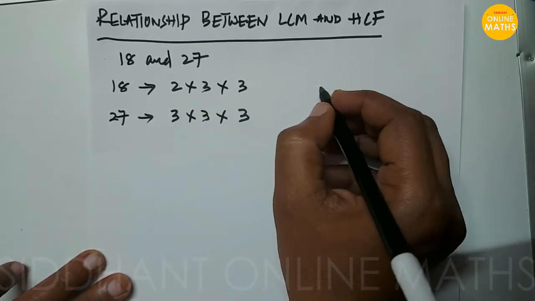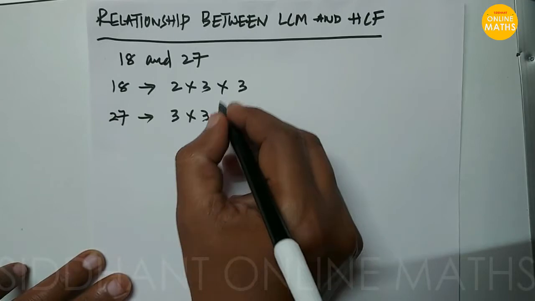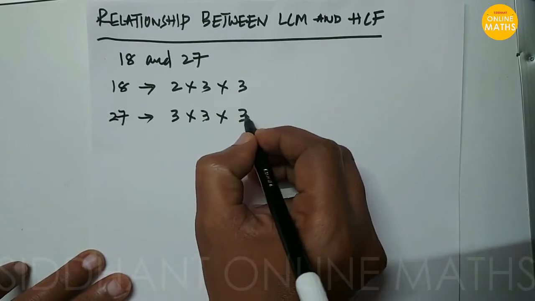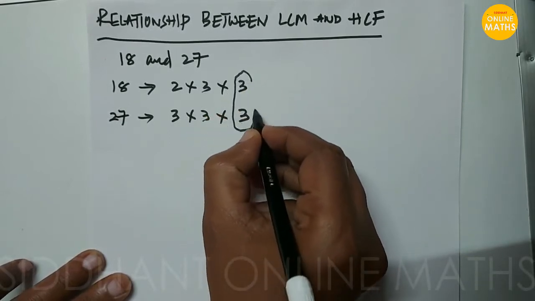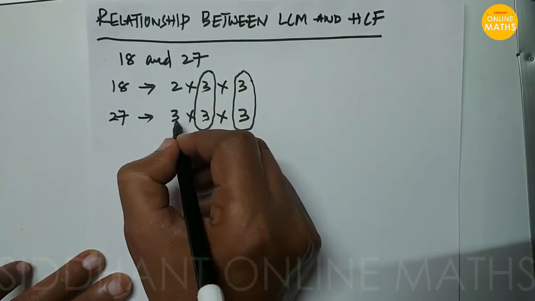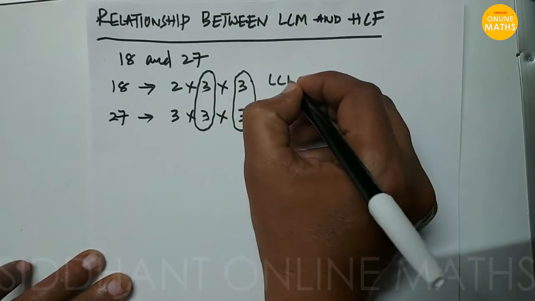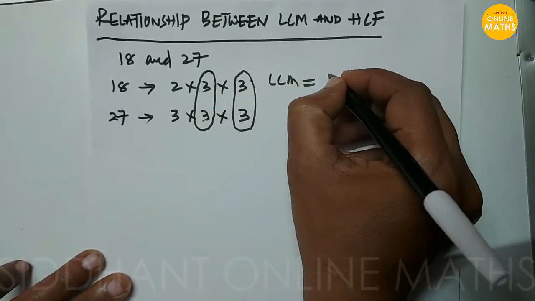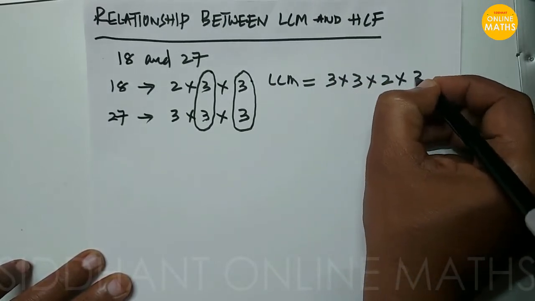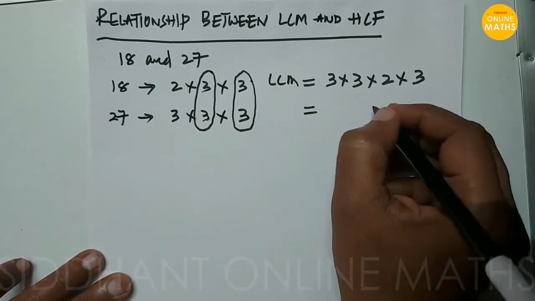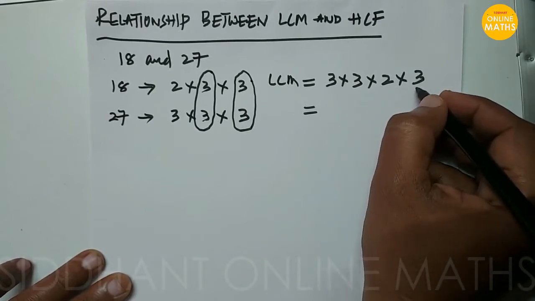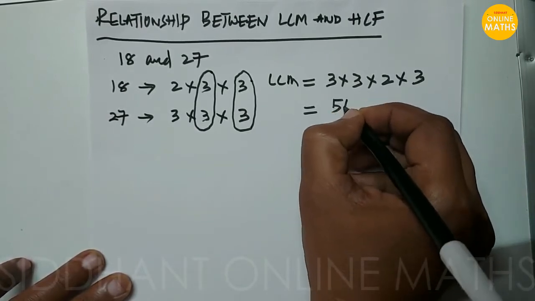So when you want to find out the LCM, we know that we take the common factors into the extra factors. So we have the common factors, one is 3 here and another is 3 here, and the extra factors are 2 into 3. So for LCM, you multiply the common factors 3 into 3 into the extra factors, that is 2 into 3, and we get 3 into 3 is 9, 9 into 6, we get 54.